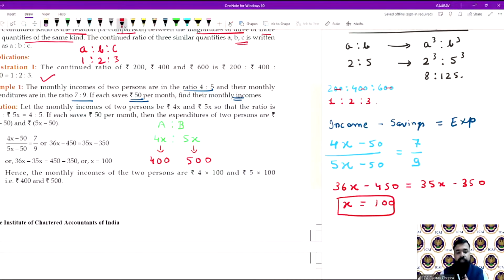Income minus savings is equal to expenditure. So for the income of A we have written 4x minus savings 50. Then for B we have written 5x minus 50, and the given ratio is 7 is to 9, and we got the final answer. All right.